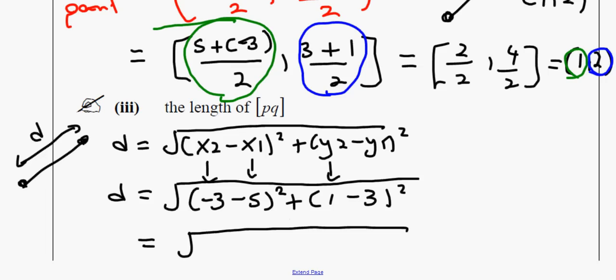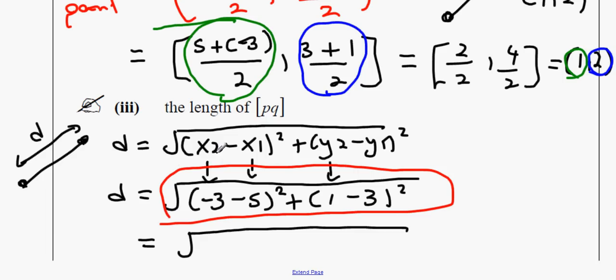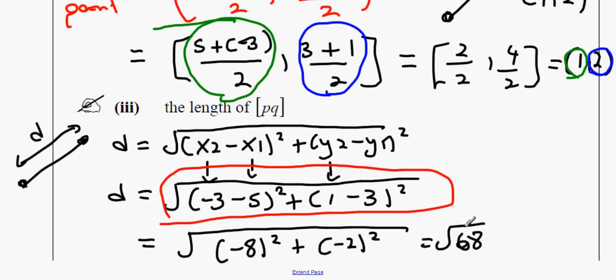Now what you can do in the test is you can just put this straight into your calculator at this point, and you'll get the answer out. I'm just going to develop it 1 or 2 steps more. I'm going to get minus 8 squared plus minus 2 squared. Okay, when I put that into the calculator, it's going to give me the square root of 68, and the square root of 68 is the same as 2 root 17, and that in turn is the same as 8.25.